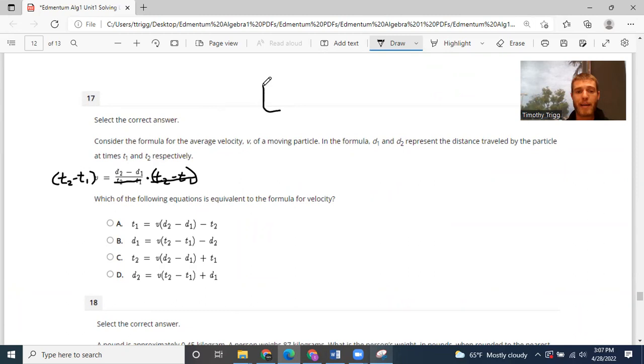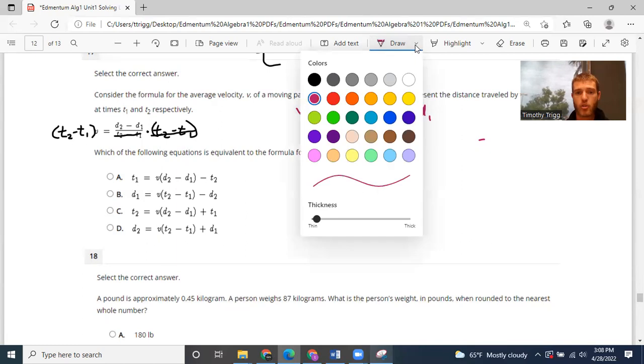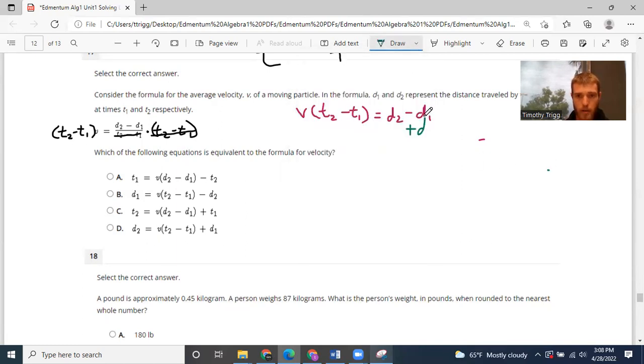With my t's, I always curl my t's on the bottom here. That way I don't confuse them with plus sign. Okay, I suggest you do the same. So on the left side of the equation, we have v times t sub 2 minus t sub 1 equals d sub 2 minus d sub 1. Okay. Luckily, they were nice to us. We're going to add d sub 1 to both sides. That gives us v times t sub 2 minus t sub 1 plus d sub 1 equals d sub 2.